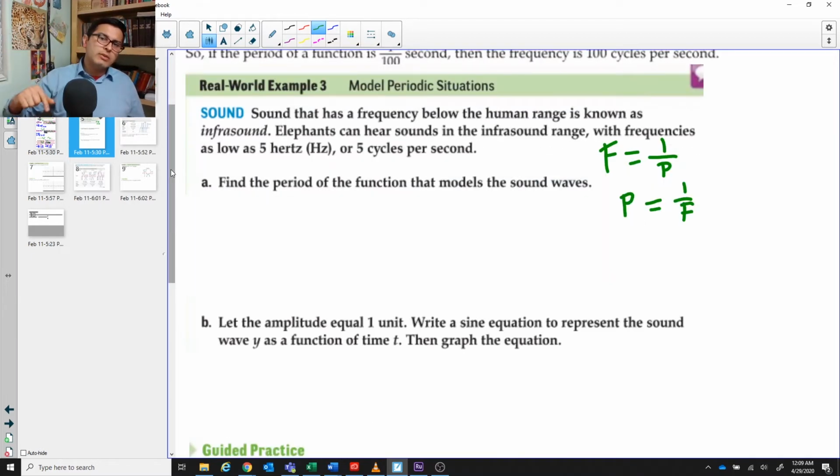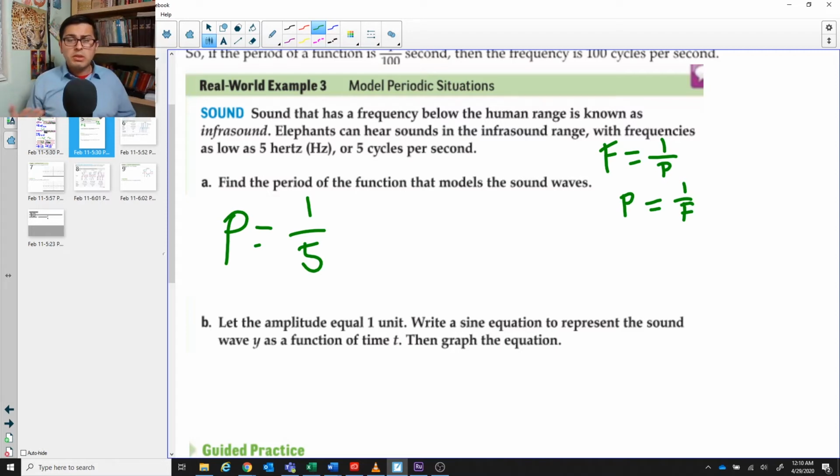It says sound that has a frequency below the human range is known as infrasound. Elephants can hear sounds in the infrasound range with frequencies as low as 5 hertz or 5 cycles per second. So find the period of the function that models the sound waves. So they give us the frequency. We need to find the period. So if it's just going to be reciprocals of each other, then our period is going to equal 1 over 5 because the frequency was 5. So period here is going to be 1 over 5.